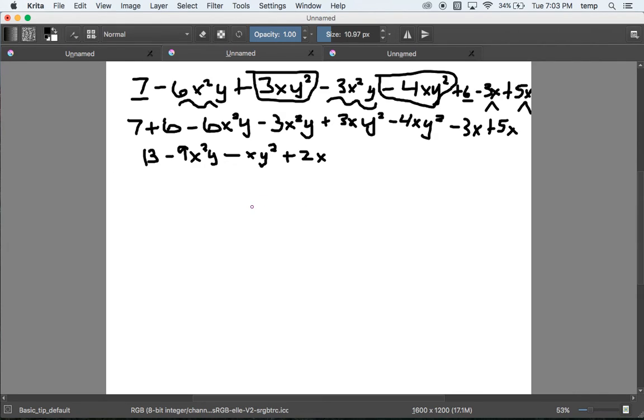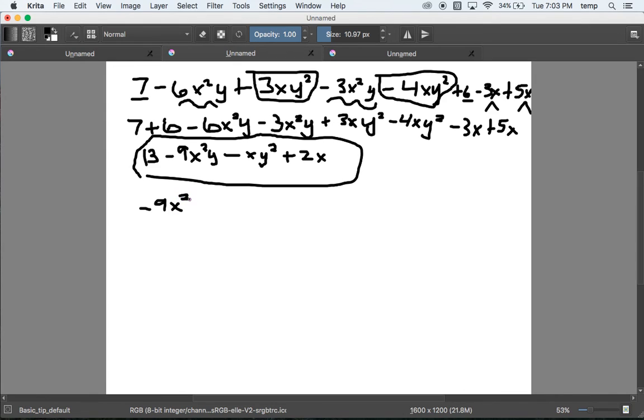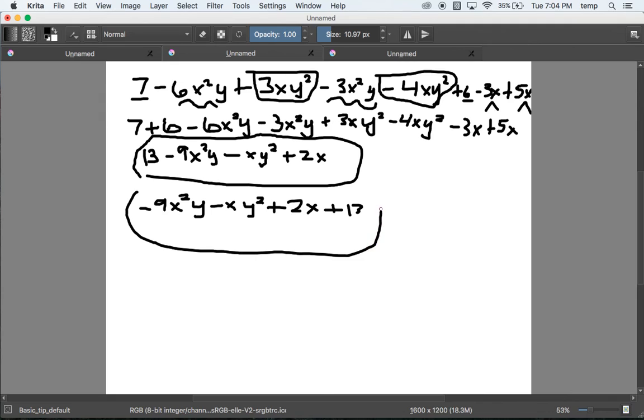Most of the time, teachers are going to want this in order of descending power, but I'm just going to leave it like this. Now what the heck. We'll do negative 9x squared y minus xy squared plus 2x plus 13. So again, we're able to switch the order of these because of our commutative property.